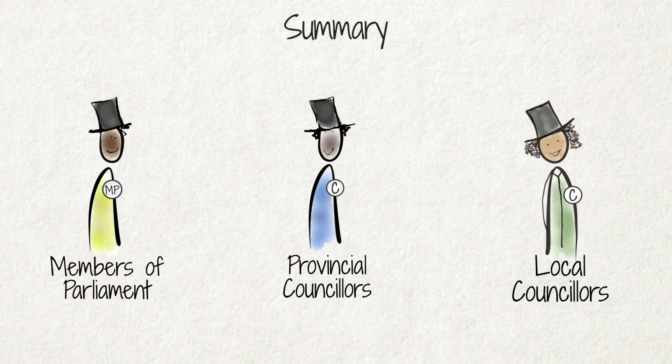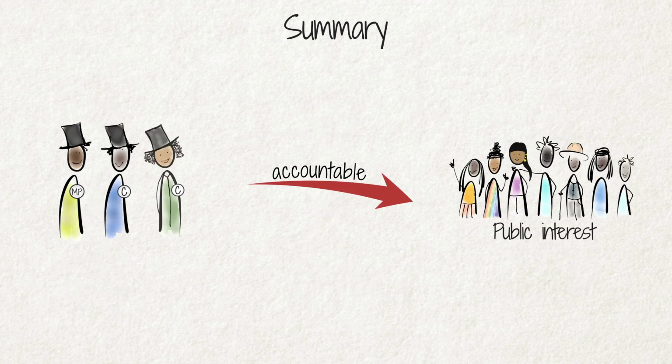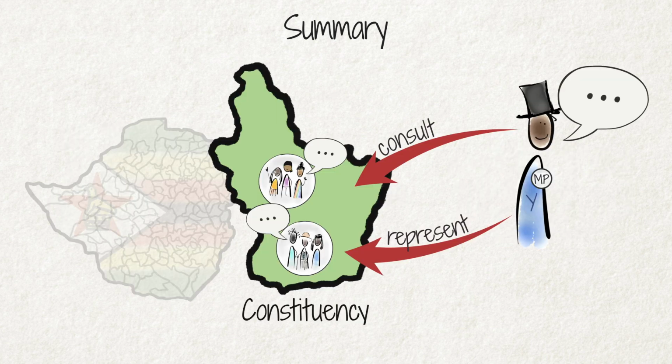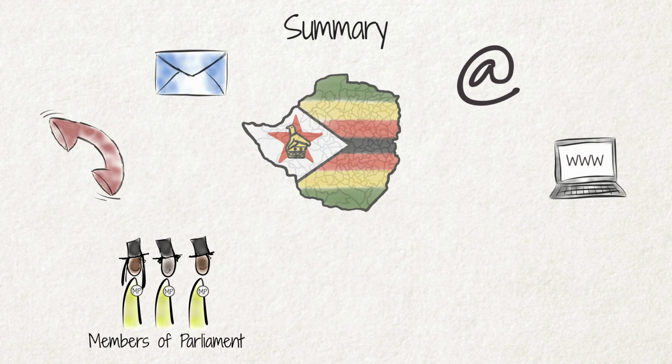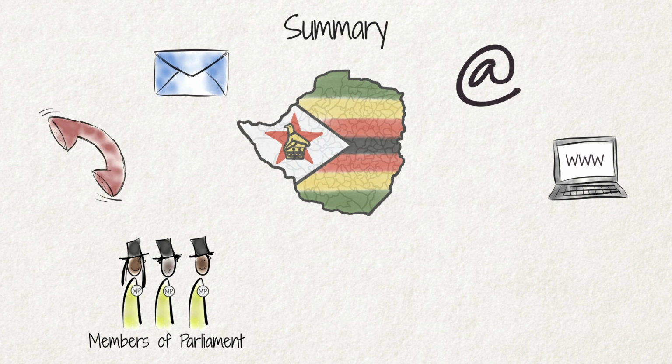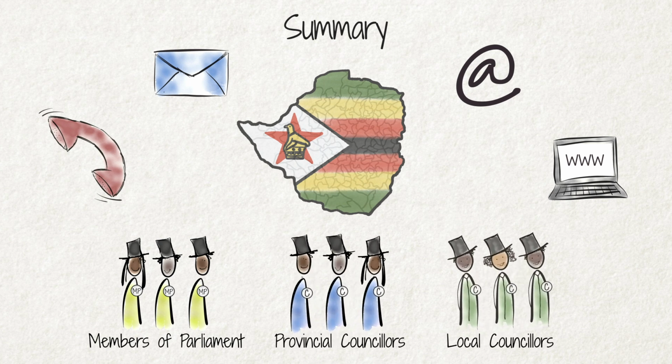Summary. Zimbabwe has 3 types of elected representatives: MPs on national level and councillors on provincial and local level. They must act in the public interest and are accountable to the citizens. You can find out who your party MP is in your area and contact them about issues that affect you. You must contact parliamentary MPs for national issues and your local councillor for concerns that relate to your local authority.